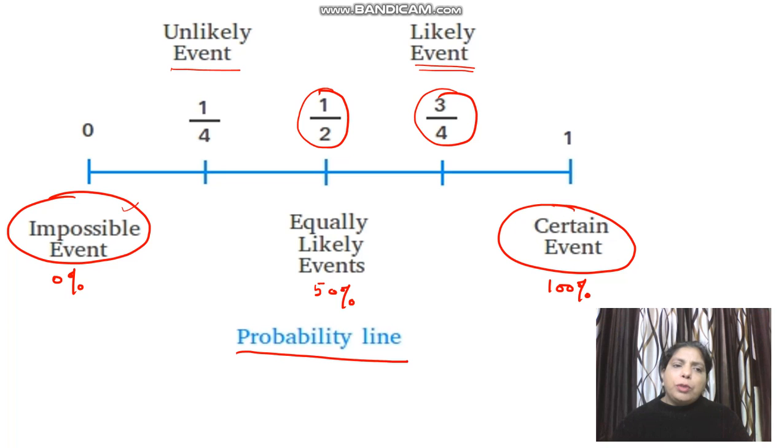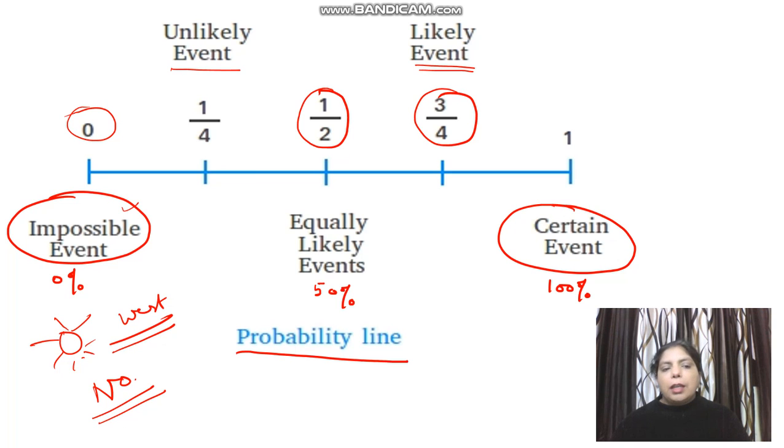Okay, so what are impossible events? Like if I say the sun is going to rise from the west, can the sun rise from the west? So is this possible? No. So these impossible events have a probability of 0. But I am sure the sun is going to rise from the east. So I am 100% sure that when I wake up, I will see the sun rising from the east. So that will have a probability of 1. And for the rest of the things, whether it is going to rain today, if the month is a monsoon month, then the probability will be 3 upon 4 or more. But if these are the dry months, then the probability will be towards the unlikely events.